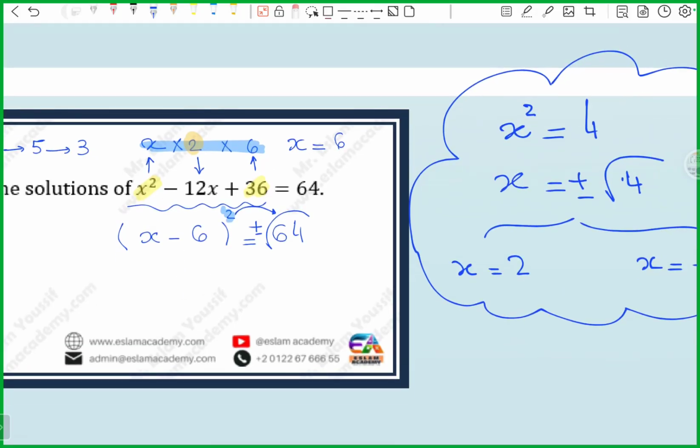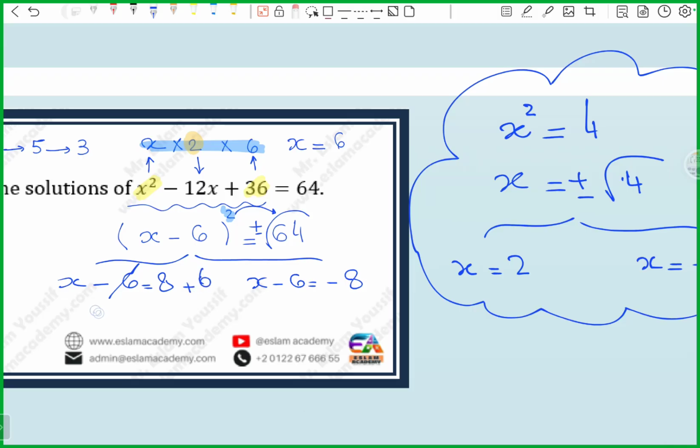Now we'll shift it to the other side, so we have two solutions. The first one, x minus 6 is equal to the square root of 64, which equals 8, or x minus 6 is equal to negative 8. Now by adding 6, then x is equal to 14. By adding 6, then x is equal to negative 2.